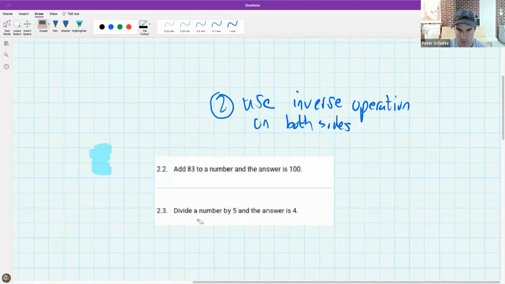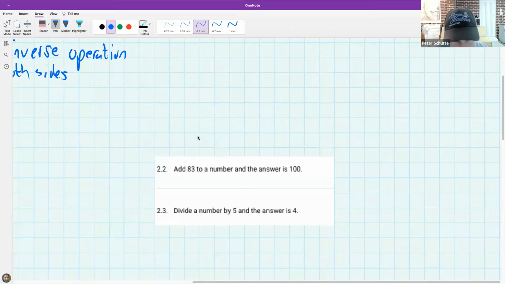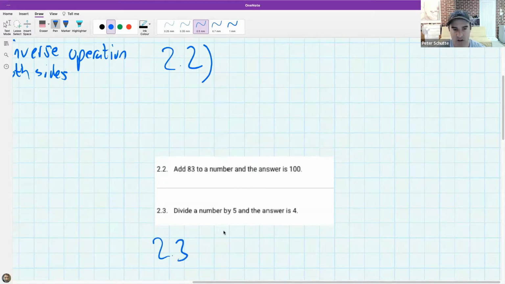Okay, so what I want everyone to do is translate each of these statements into an equation. So add 83 to a number and the answer is 100. I want you to write that as an equation for me. And then I also want you to divide a number by 5 and the answer is 4. So step 1 is to write this as an equation. And then step 2 is we're going to use a method to solve an equation. So pop your answers in the chat when you have a moment.